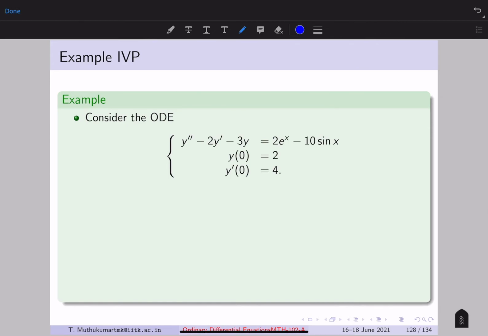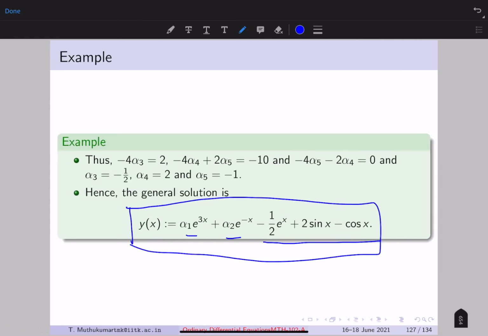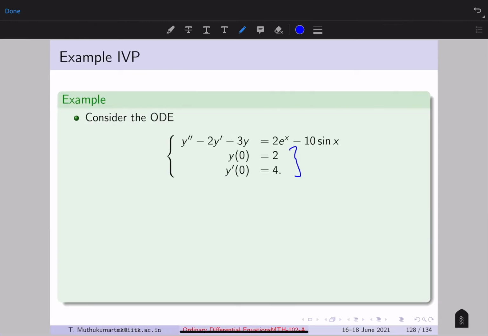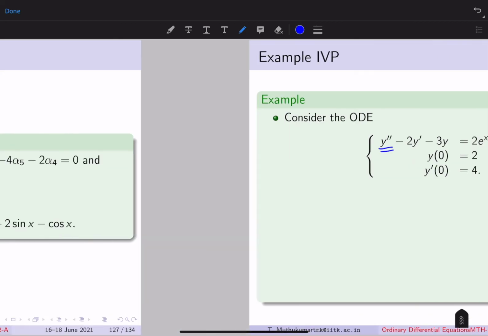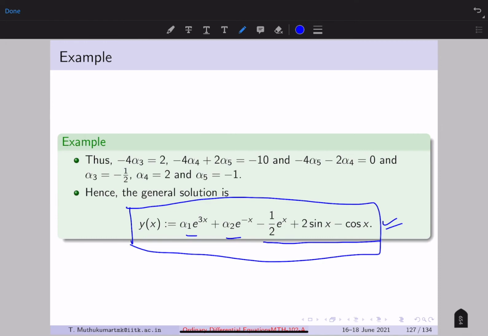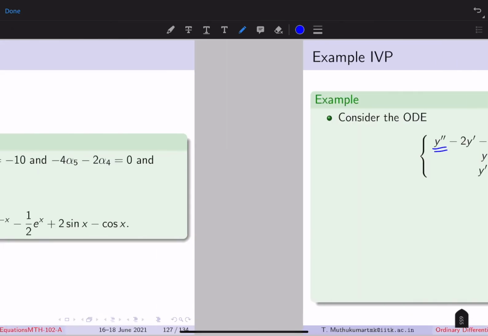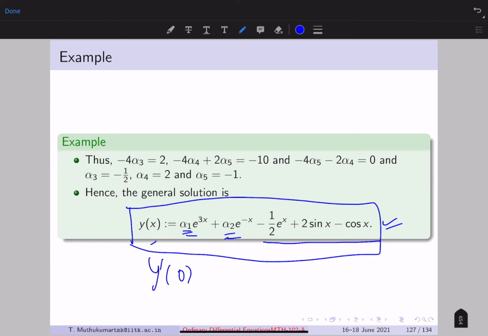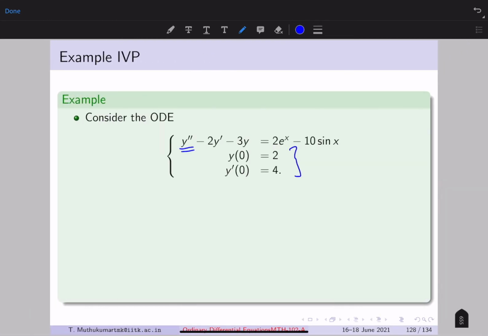Now the same problem, let's look at it with some initial values. We have already computed this general solution. Since it is a second order equation, you need two conditions. You put x equal to 0 in this, and you differentiate y to get y prime, put x equal to 0 and match, and then you can compute the constants alpha 1 and alpha 2. That's what we are doing here.